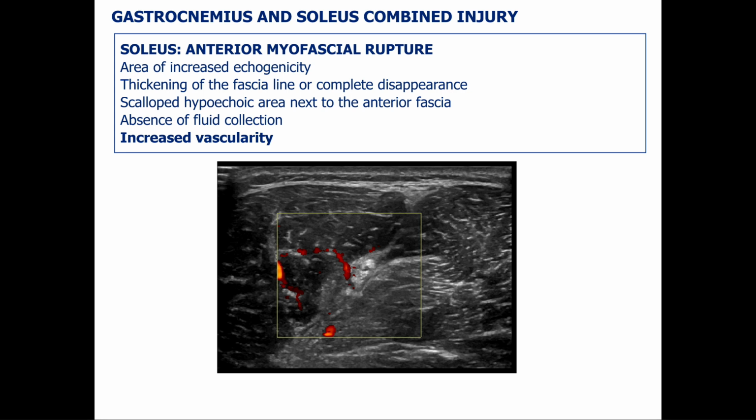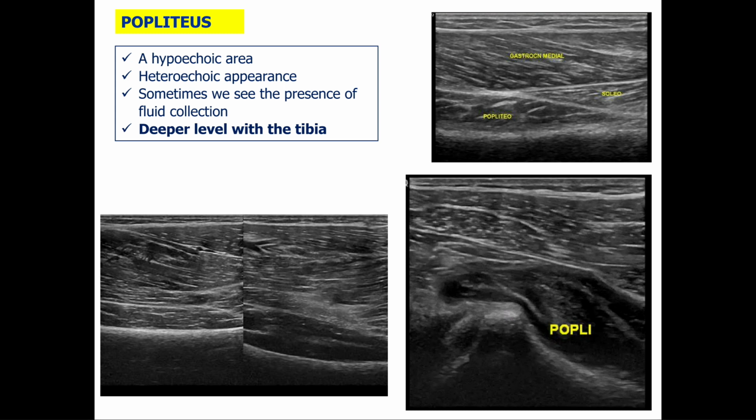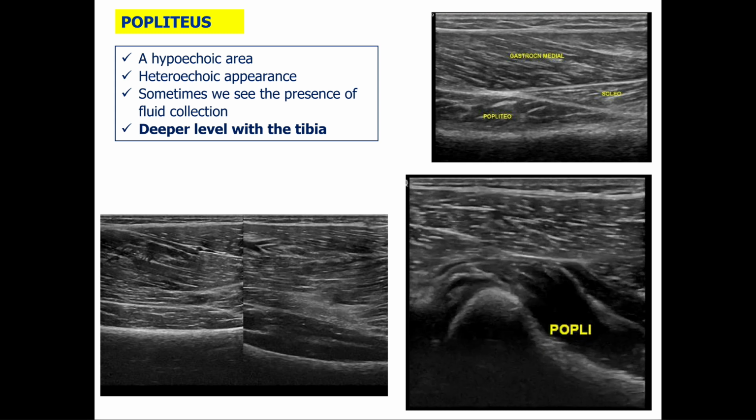When you apply the Doppler, you can confirm the diagnosis. Another muscle, less frequent, but you can find a different ultrasound sign. This is the normal popliteus. This is the popliteus when it's torn.